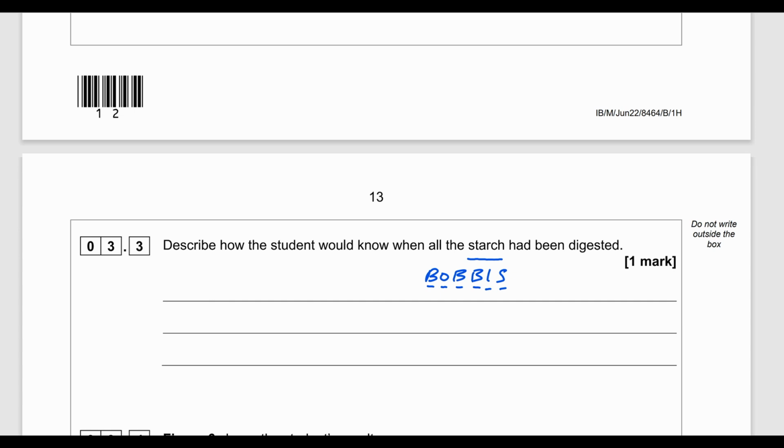But if starch had been digested, then it wouldn't be able to turn blue black. And that should be our answer. So the iodine would not turn blue black. You could then also say as an alternative that the iodine would remain brown orange.